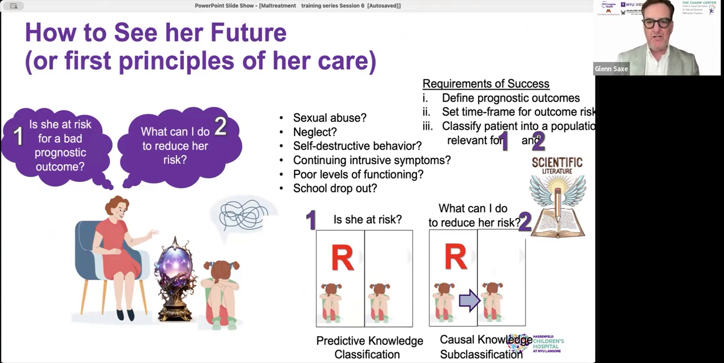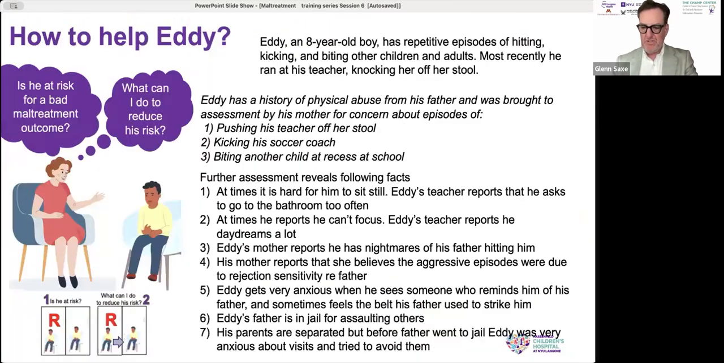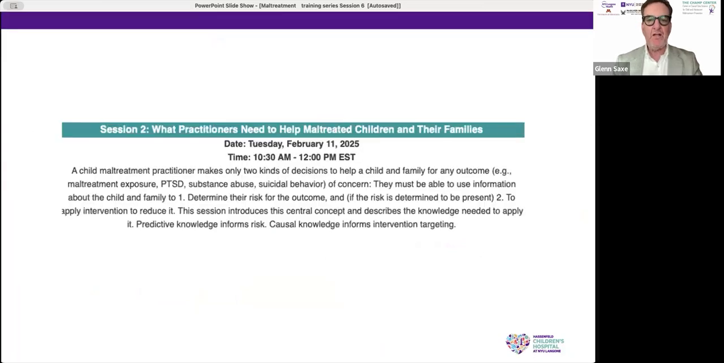We take our clinical data, and there's only 2 decisions that need to be made. Is she at risk? What can I do to reduce the risk? So everything turns into this. The massive complexity that we all work with ultimately boils down to this.